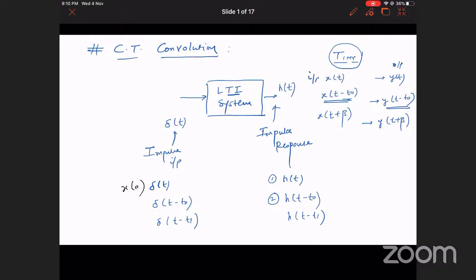I hope I'm audible. Is there any network issue?